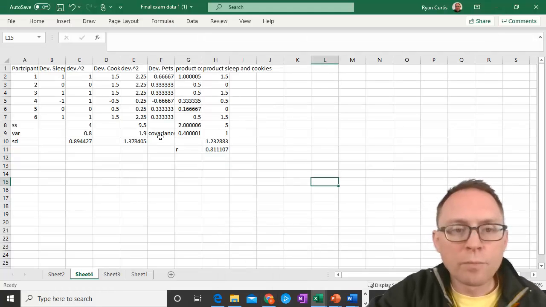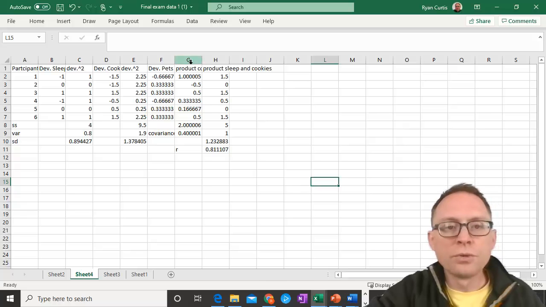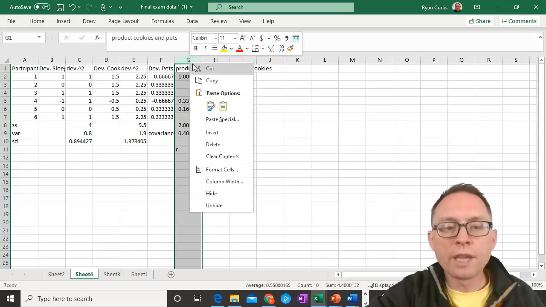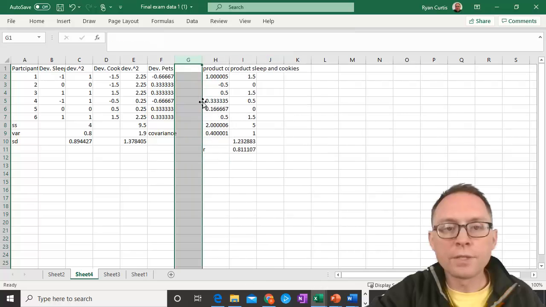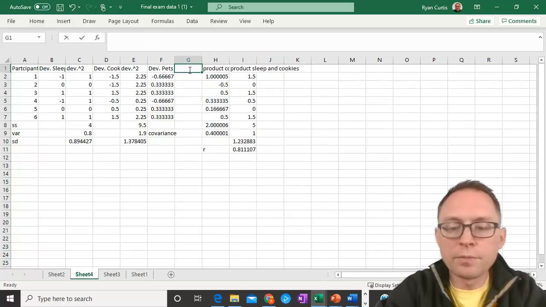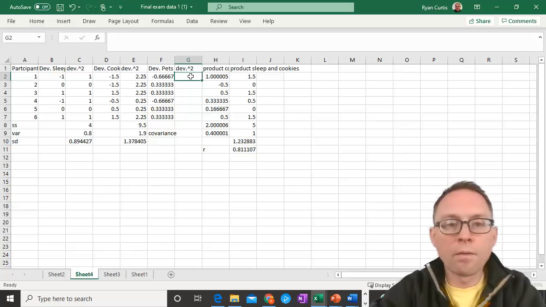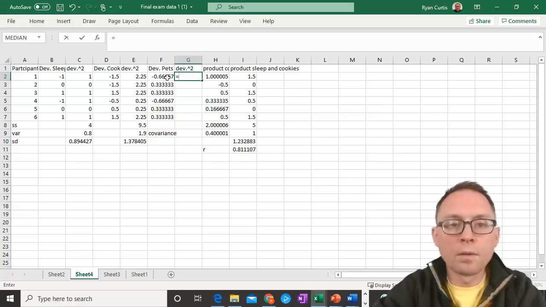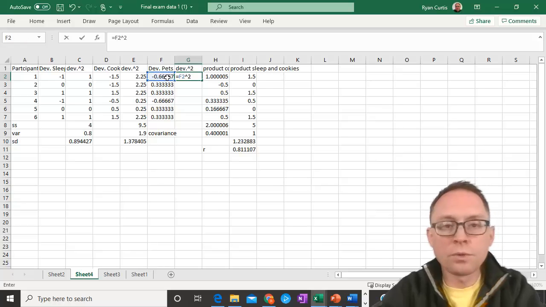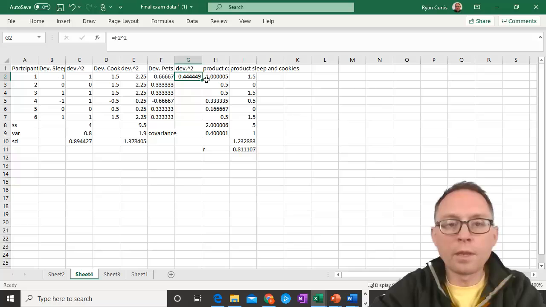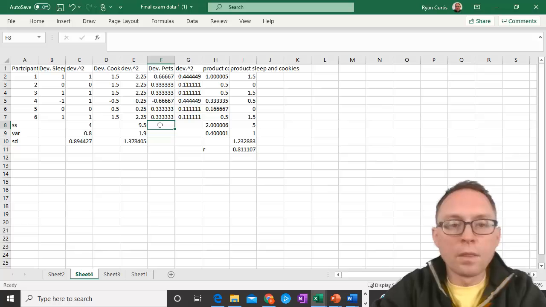Okay, so for pets, we need to get the standard deviation like we did before. So I'm going to insert a column right here. This is going to be deviations squared. This squared. All right, I'm going to get all of those. Okay, let me get rid of this. All right, then I'm going to get the sum of squares. I'm just going to add those up.